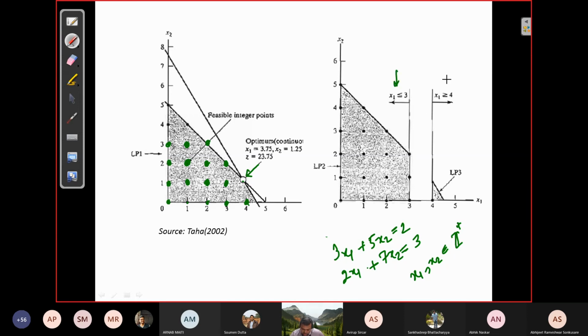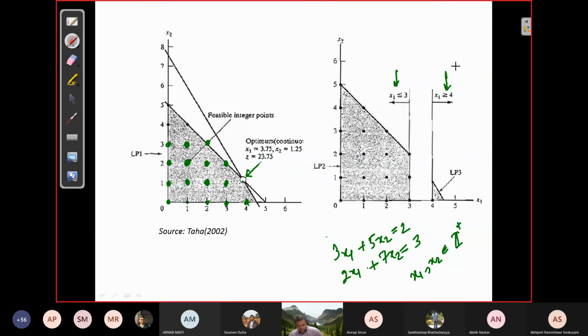X1 less than or equal to 3, and another one is X1 greater than or equal to 4. If I add these two new constraints, which were not there earlier, what am I gaining and what am I losing? If I add these two constraints to the system, it is basically removing a cutout portion of the LP solution subspace. So this is being removed by these two constraints.